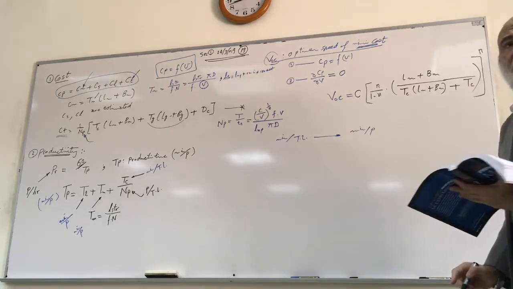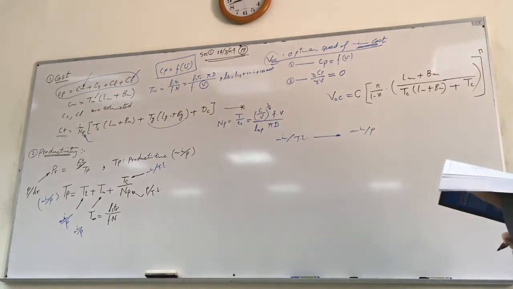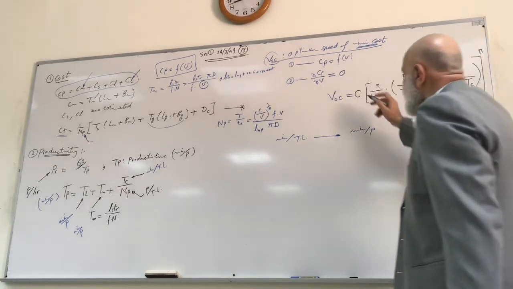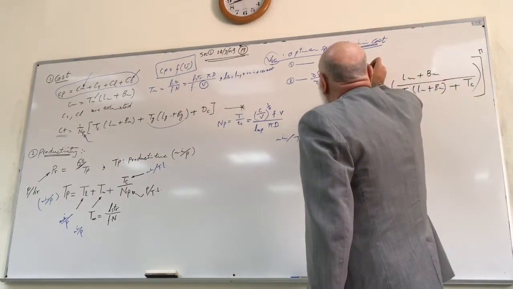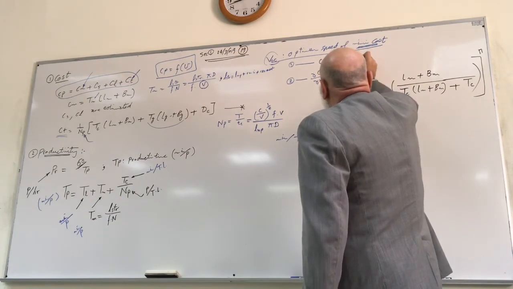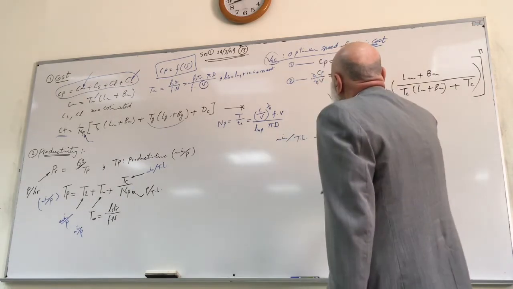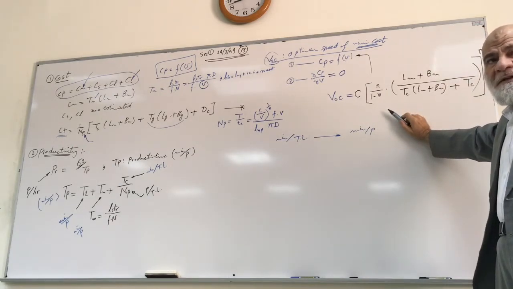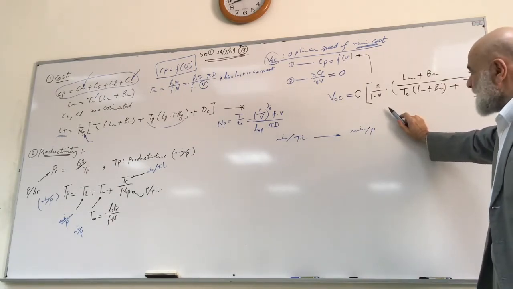That is the value of the speed. The cost depends on this function. If I use this value here, I will get the minimum cost. How much is the minimum cost? This is the optimum speed to get the minimum cost.